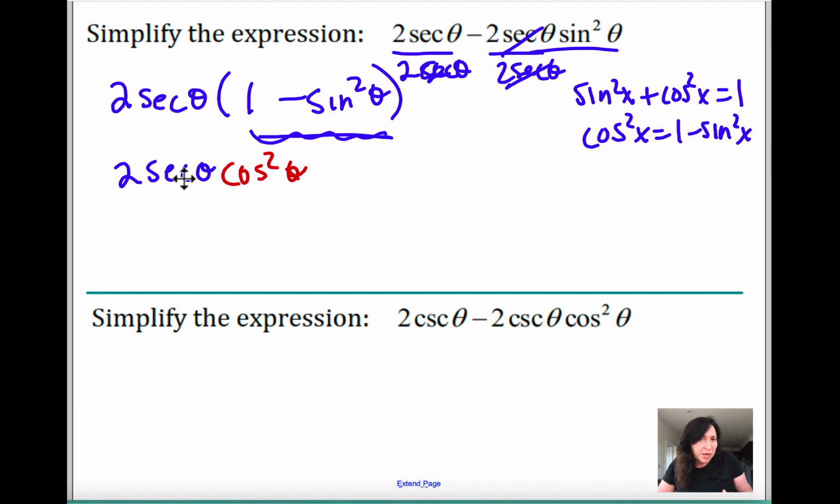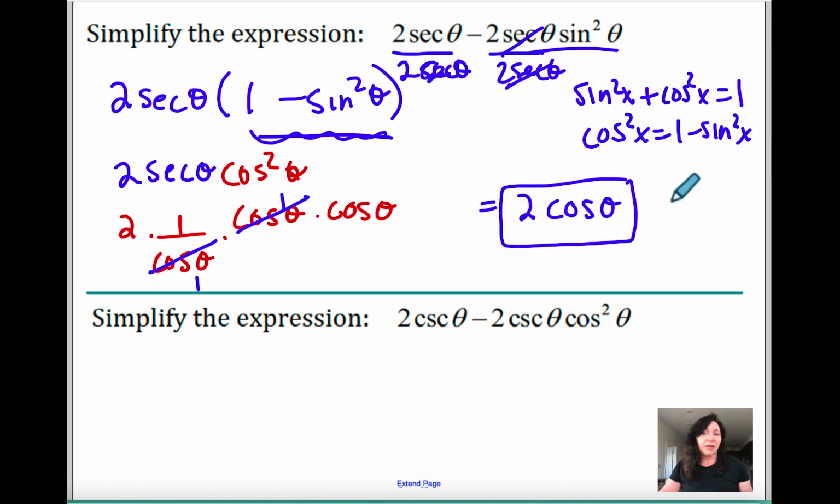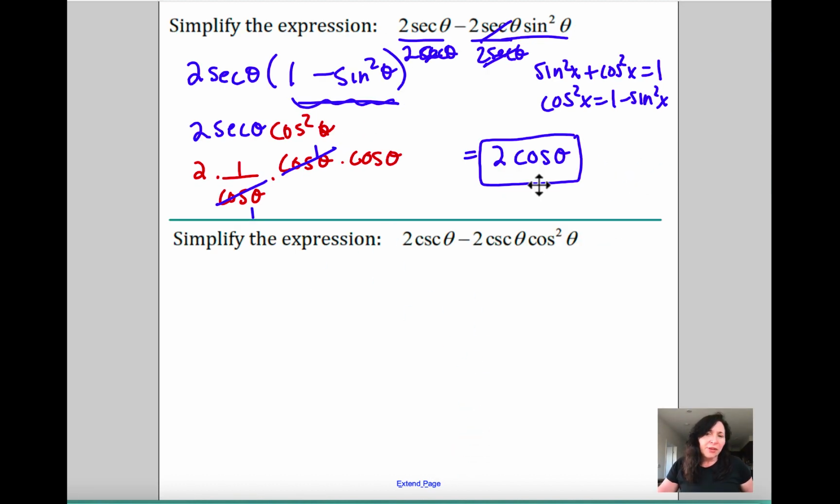I need to change this because cosine squared, fine, secant's 1 over cosine. So I've got 2 times 1 over cosine times cosine squared. Now I'm going to write it like this for those of you who don't see that there's actually 2 cosines, meaning one of these will cancel with one of these. You get 1. And what you have left, multiply straight across, is 2 times cosine of theta, and you're done. Leave it alone.